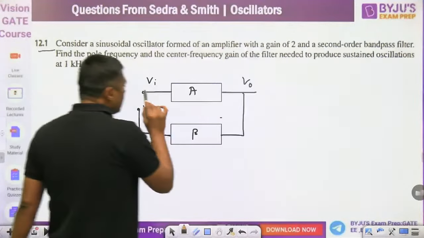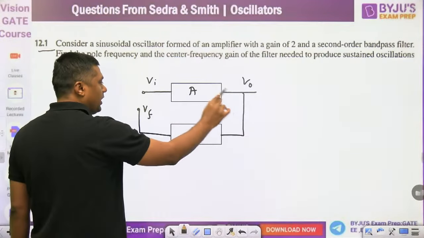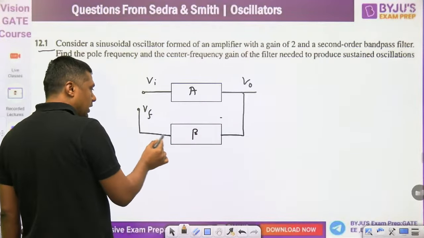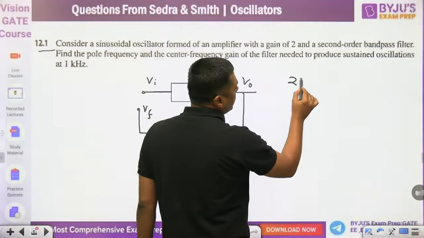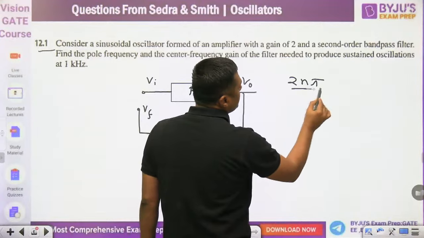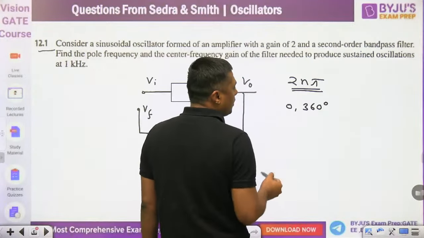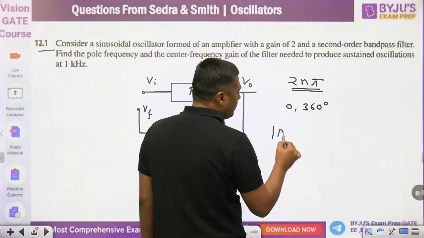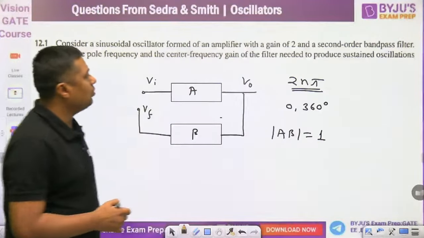When the signal travels through the basic amplifier and the beta network and returns back at the input, the total phase shift should be a multiple of 2 pi, that is 2n pi, 0, 360 degrees, and so on. Second, mod of A beta should be equal to 1. Mod of A beta should be equal to 1.